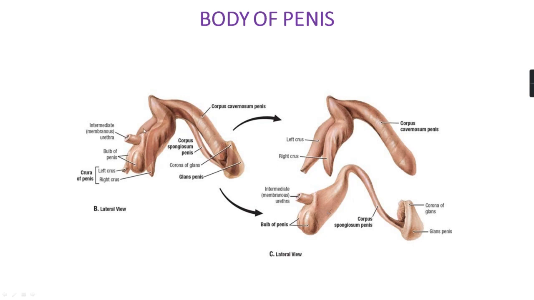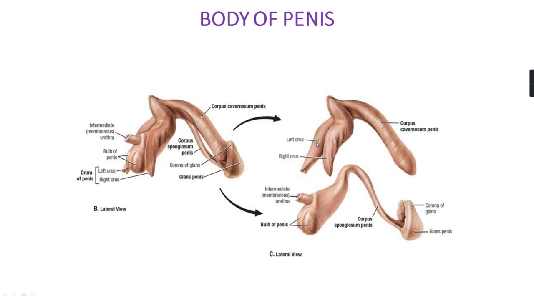Now, the body of the penis. The body of the penis is completely covered by the skin and it is continuous with the root of the penis in front of the lower part of the pubic symphysis. It is composed of three masses of erectile tissue. You can see here in this figure.